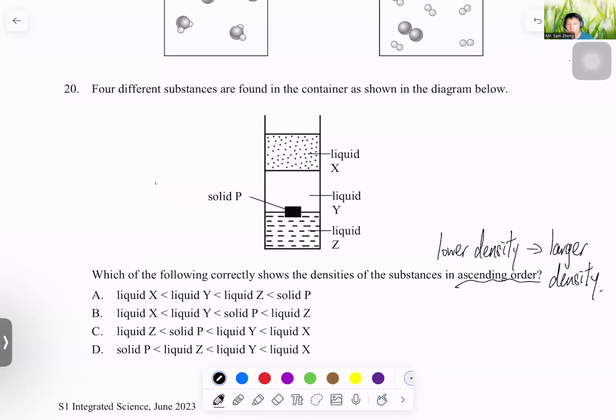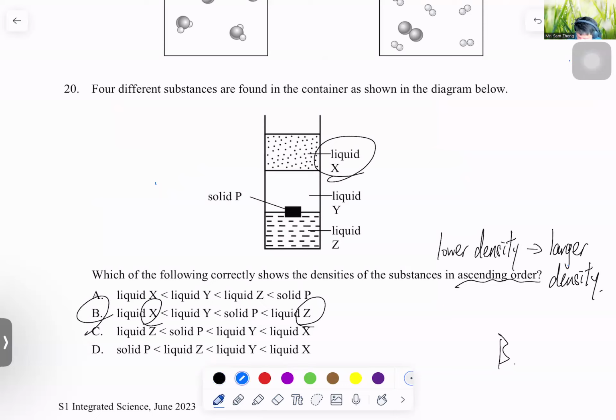Okay, so which one has the lowest density? Definitely liquid X, because it floats on top. On the other hand, which one has a larger density? Definitely liquid Z, because it sinks to the bottom. So X should be on the left hand side, while Z should be on the right hand side. So therefore, the answer should be B.